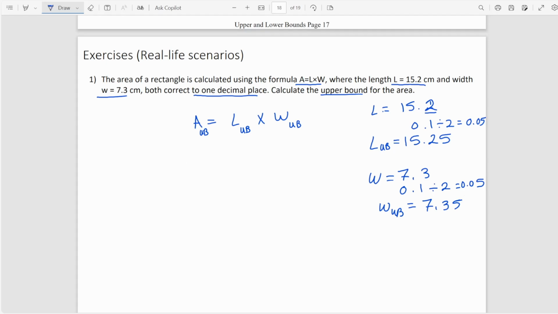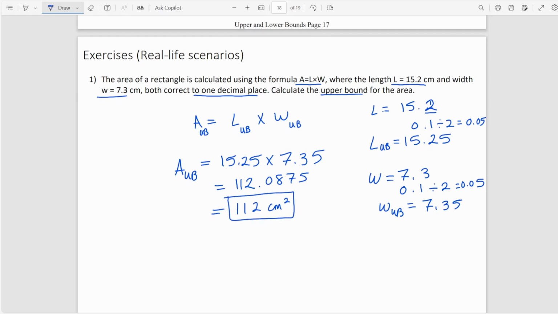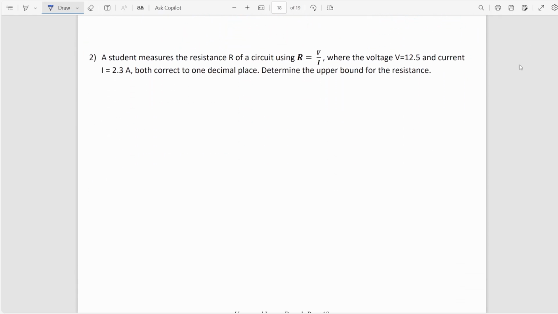So now the upper bound for the area is equal to my length, which is 15.25, times my width, which is 7.35. And you can go ahead and plug this on the calculator, and you will get 112.0875. Now I will be rounding this to 3 significant figures, so 112. Of course, this is measured in centimeters squared because it's an area. Moving on to the next question.